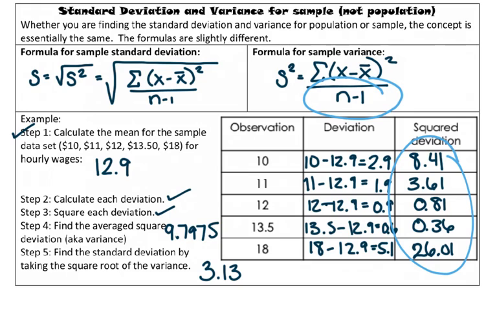The only difference, I can't stress this enough, is that if you're not talking about a population, you're talking about a sample, when you divide and you're doing the variance, you divide by the number you have minus 1.